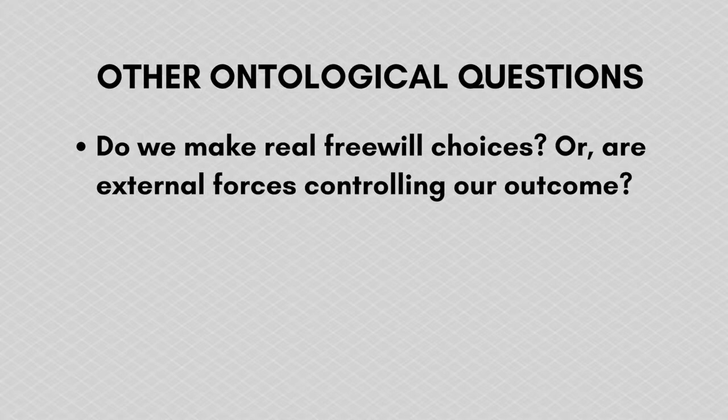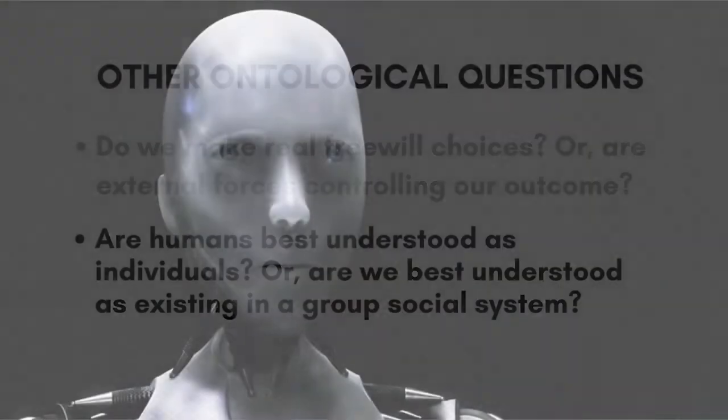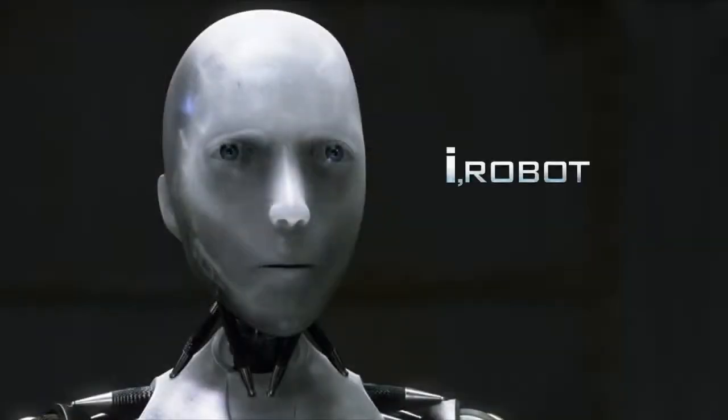Another ontological question would be this: are we best understood as individuals, or is our nature best viewed as being part of a group, part of a social system? There's a movie called I, Robot, for example, an old movie with Will Smith. And in this story, there's a robot named Sonny, and he's very sophisticated, and he's trying to figure out why the guy who made him, what is his purpose? And that's an ontological question.